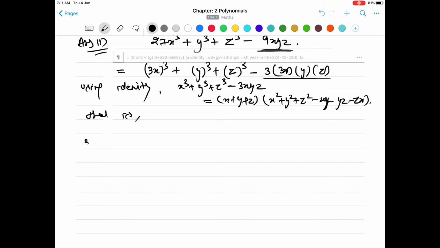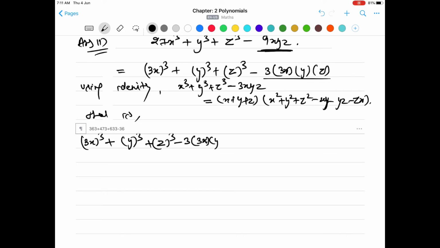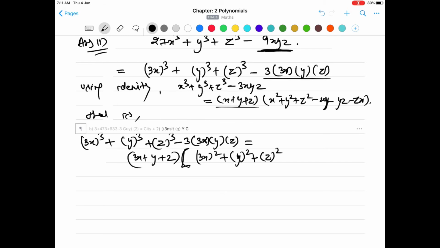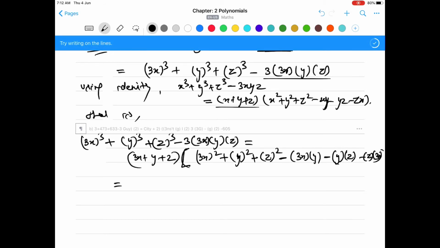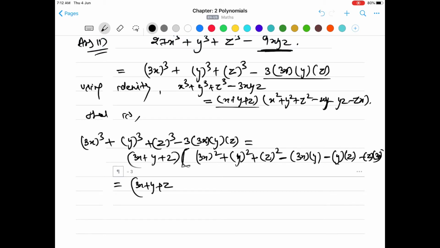We have 3x whole cube plus y whole cube plus z whole cube minus 3 into 3x into y into z. This will be equal to, I'm writing it here, x plus y plus z, where x is 3x, y is y, and z is z. Then x square, that means 3x square, plus y square, then z square. Then we have minus xy, x is 3x, then minus yz, y is y and z is z, then minus z into 3x. Okay, this will be equal to 3x plus y plus z.